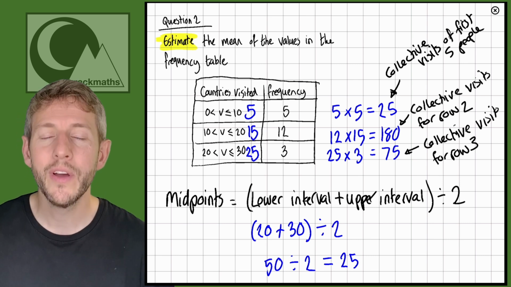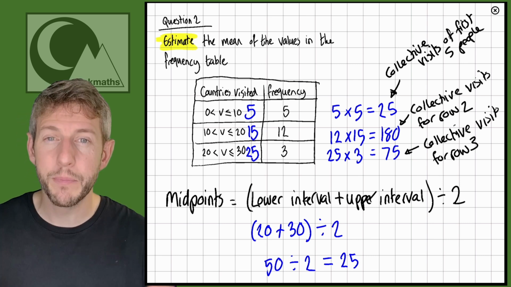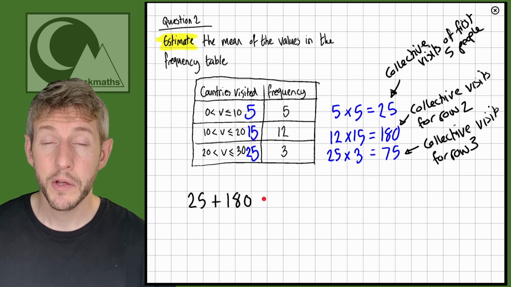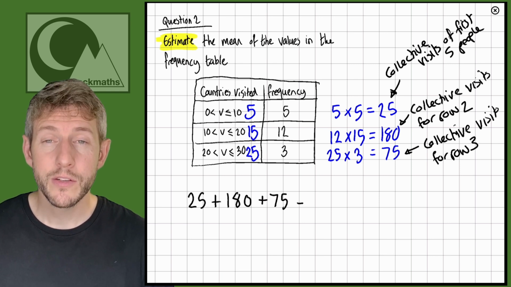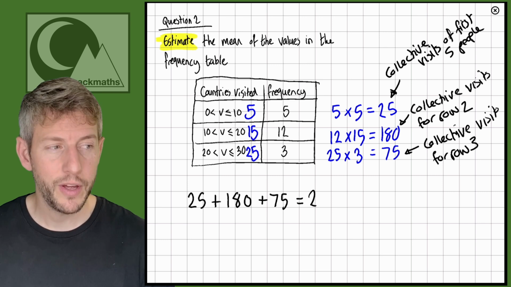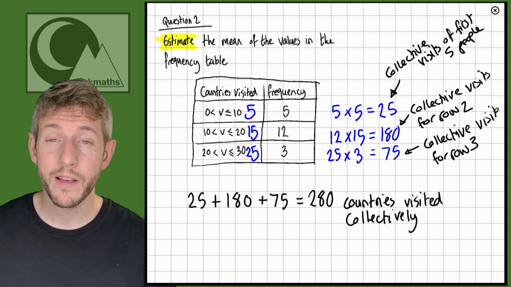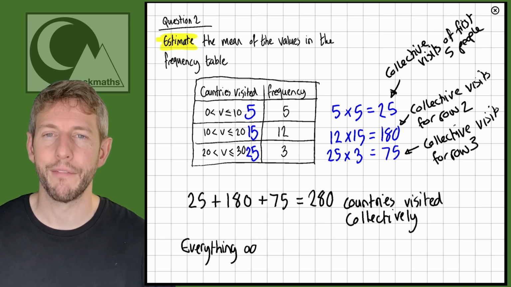Now what we can do is add up the countries visited by everyone. So we've got 25 add 180 makes 205. 205 add 75 equals 280. So collectively, they've all visited 280 countries. So that is our everything added together.